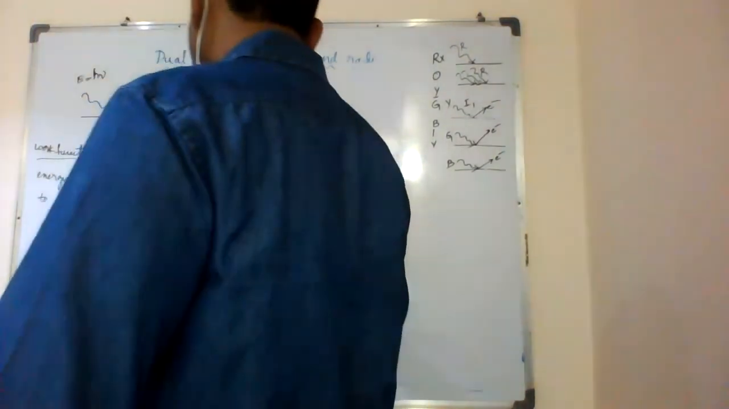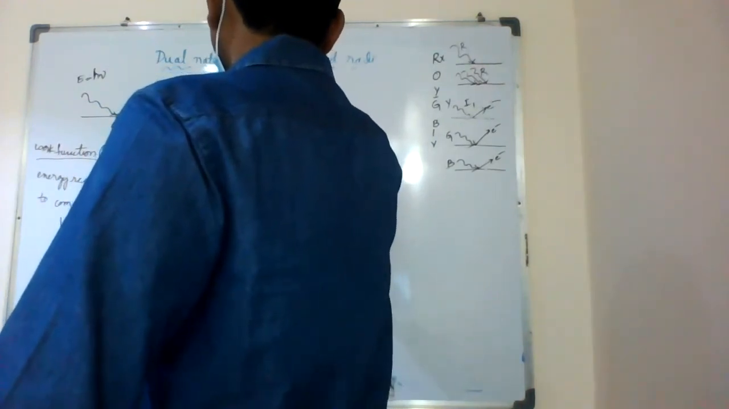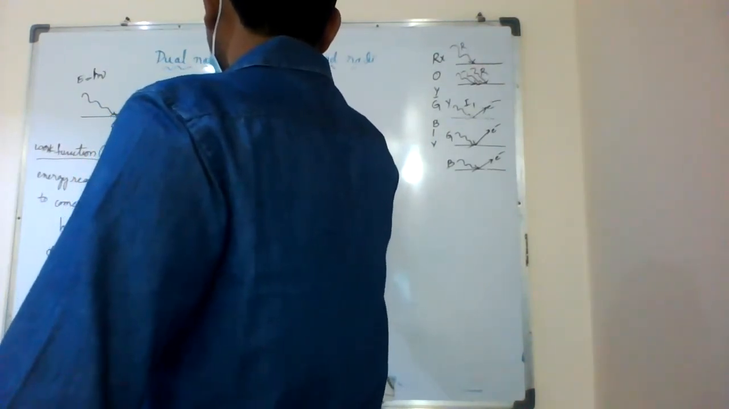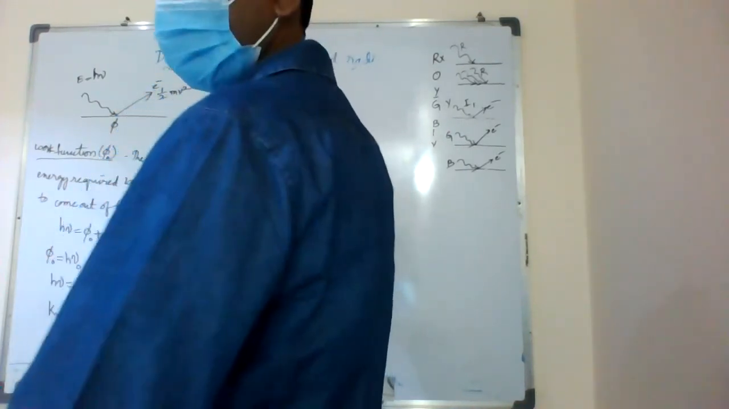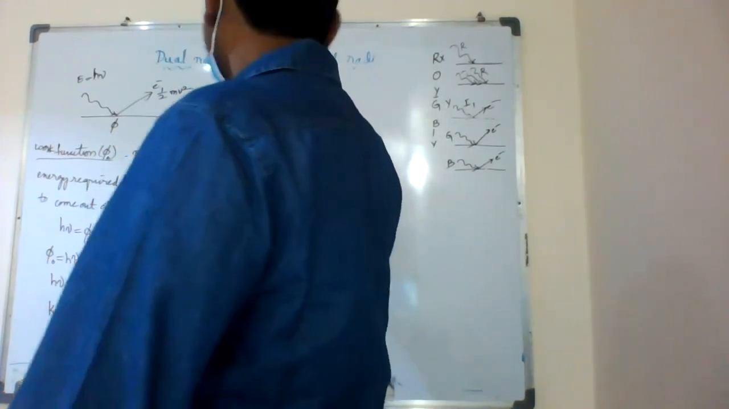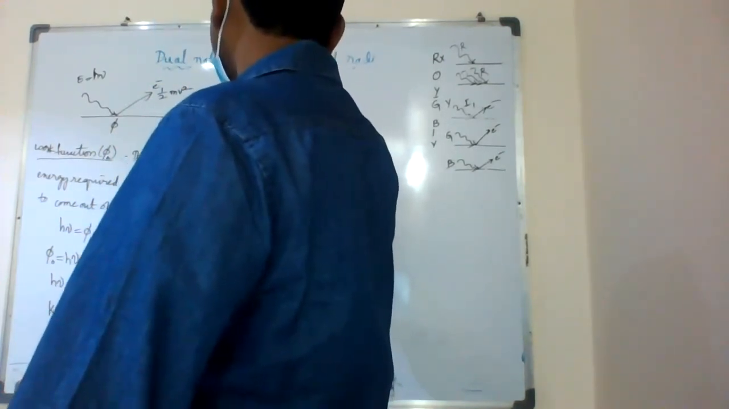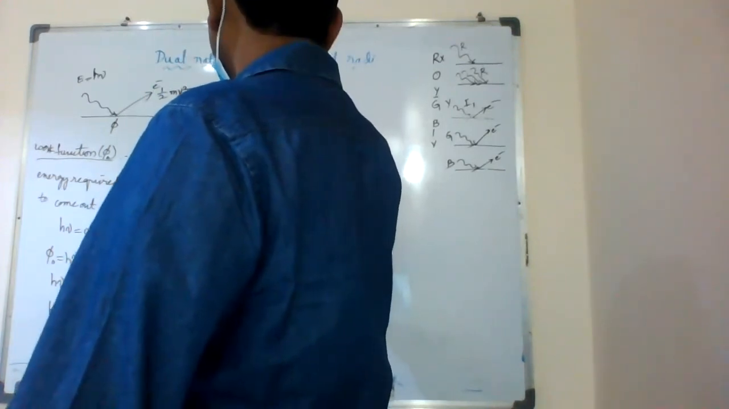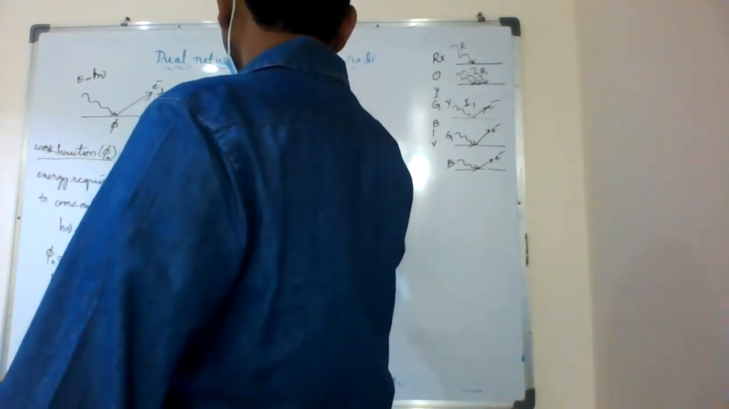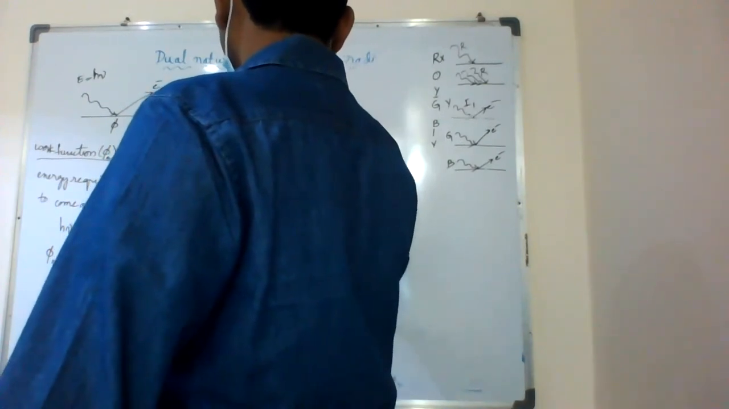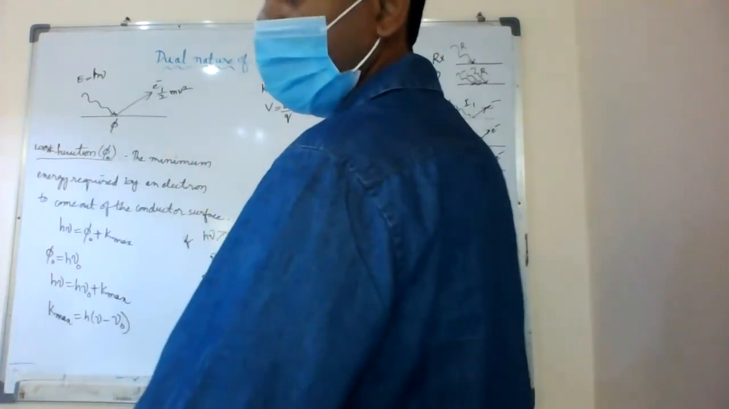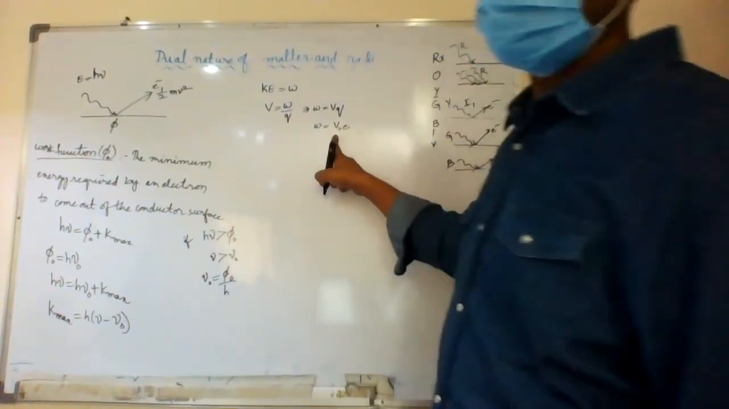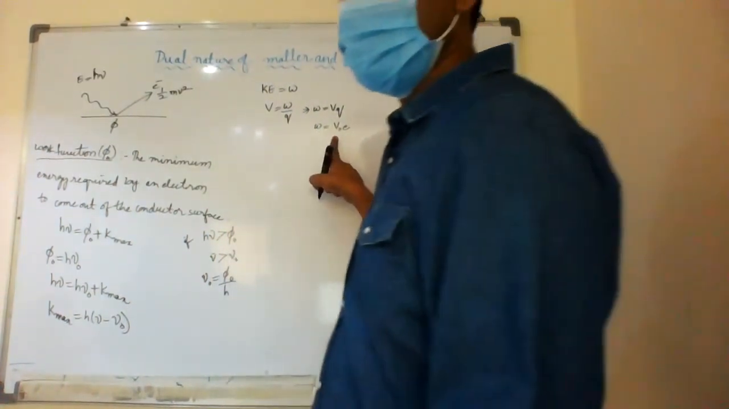Now suppose, see, kinetic energy. Can we write kinetic energy as work done? Both have the same dimensions, right? If you go back to electrostatics, V is equal to W by Q, right? W is equal to VQ. So I'm writing here W is equal to V0 into e, the charge of electron, and V0 is what? V0 is the stopping potential.